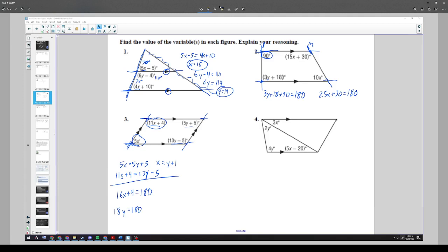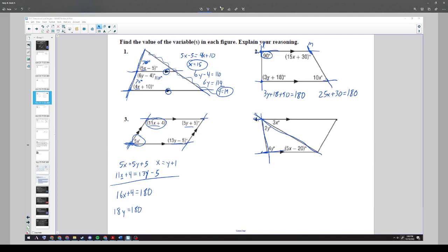All right, so next one we have our two parallel lines. And we have two different transversals, one going this way, and then one going diagonally this way. So let's see what we can do about this one. We've got x and y. If possible, we would like to relate the x's to the x's.